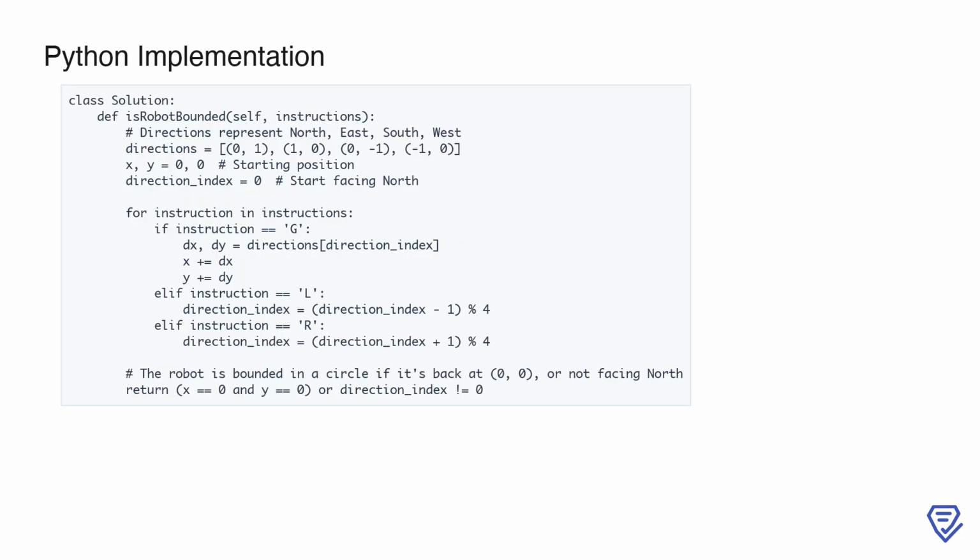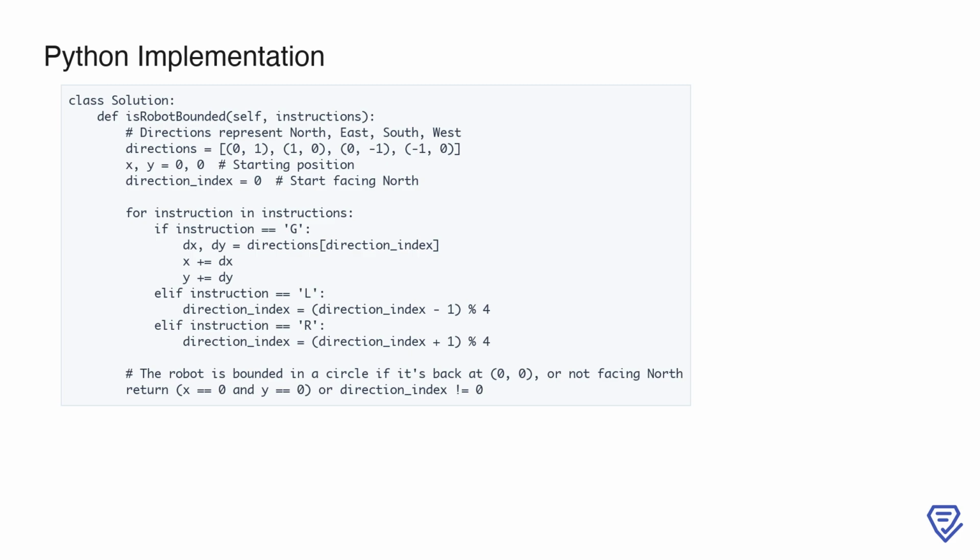The provided Python solution tackles the problem of determining whether a robot moves in a bounded circle based on a sequence of instructions, G, L, R. Here's the detailed explanation. 1. Initialization. We define the possible directions the robot can face as (0, 1) north, (1, 0) east, (0, -1) south, and (-1, 0) west. These are stored in a list called directions. The robot starts at position (0, 0), the origin, and faces north, index 0 in the directions list.